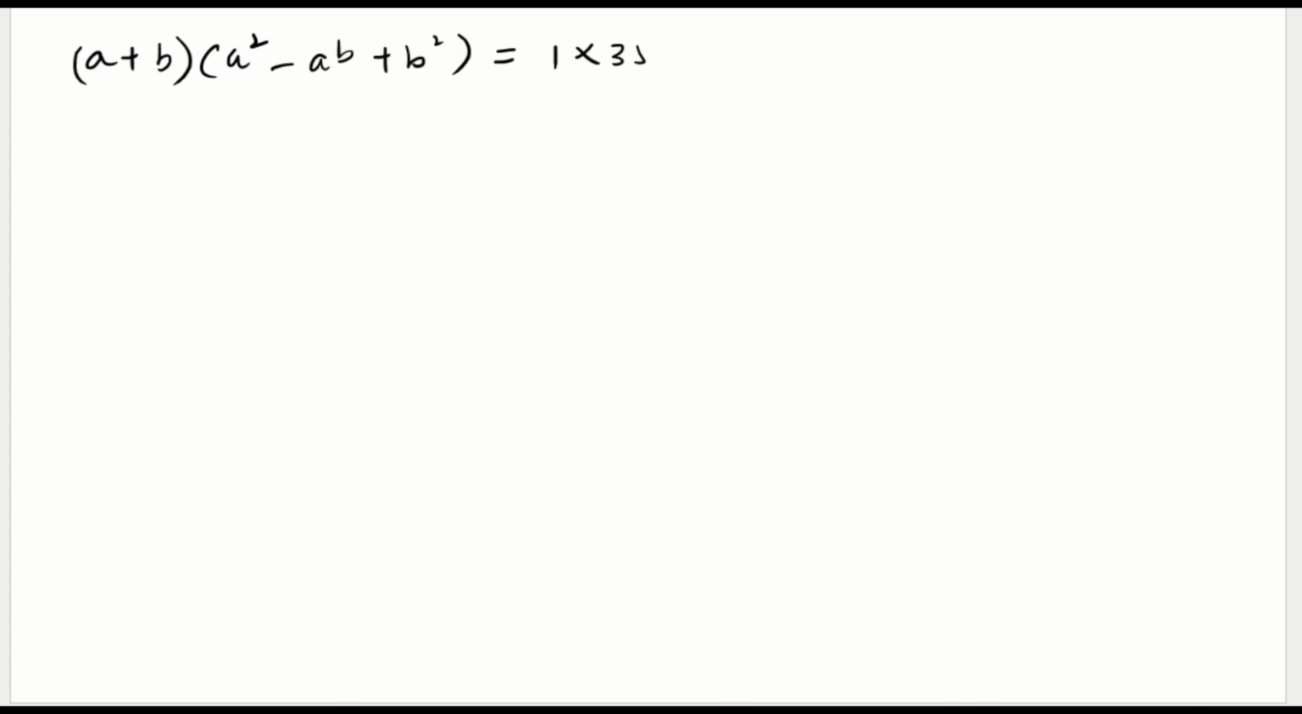So we are going to write (a plus b) times (a square minus ab plus b square) is equal to 35. As we know, we can write 35 as 1 into 35, or as 5 into 7. So we will use these two cases. First of all, we will use case 1, where since a plus b is less than the second expression, we take a plus b is equal to 1, and a square minus ab plus b square is equal to 35.